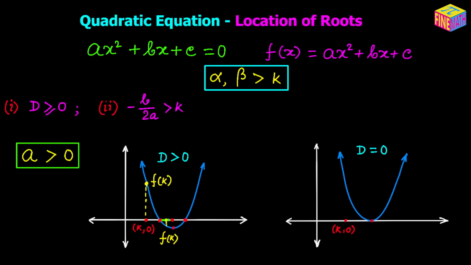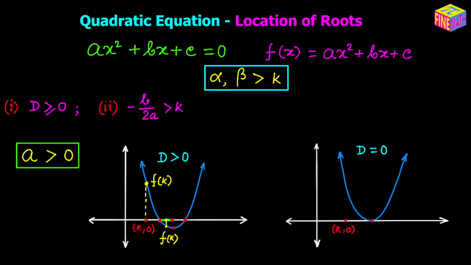K is not actually there, but if k had been there, then f of k, this point right here on the first diagram, the point on the lower part of the parabola, that f of k will be a negative number. It will be a negative value. So when the leading coefficient is positive, we see that f of k will be positive if k is outside of the parabola, and f of k will be negative if k is inside the parabola.